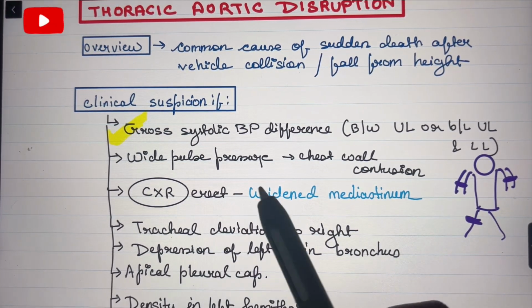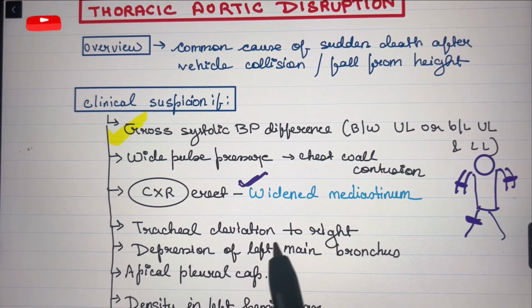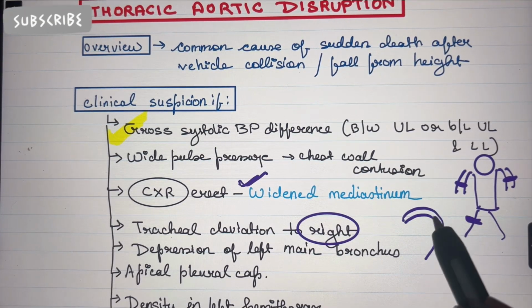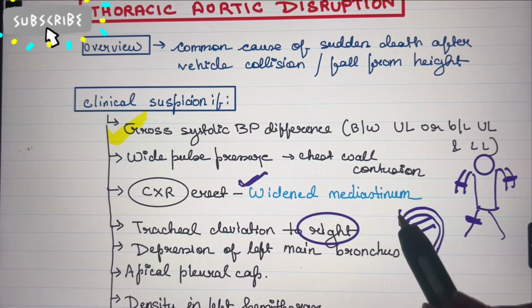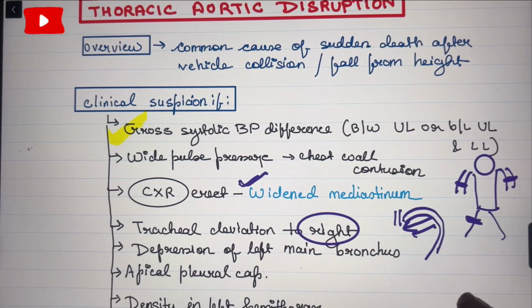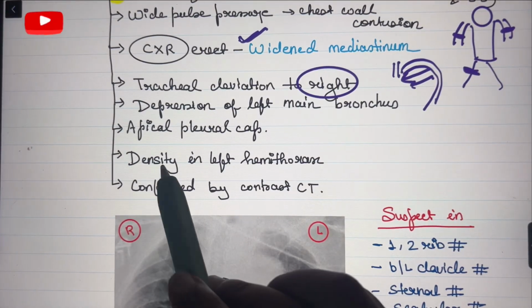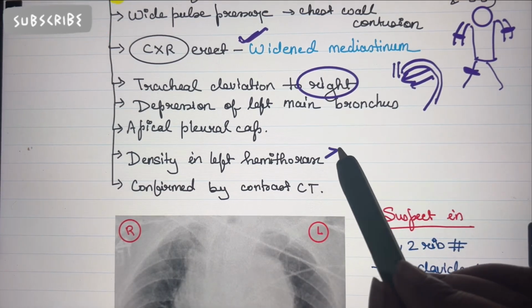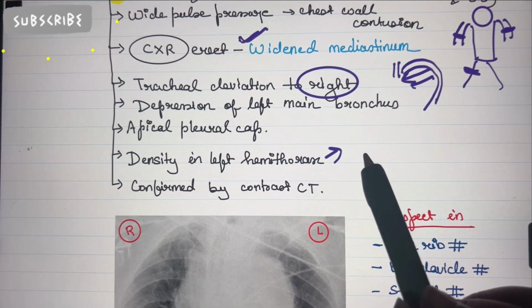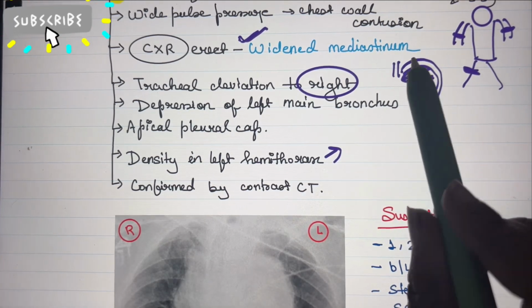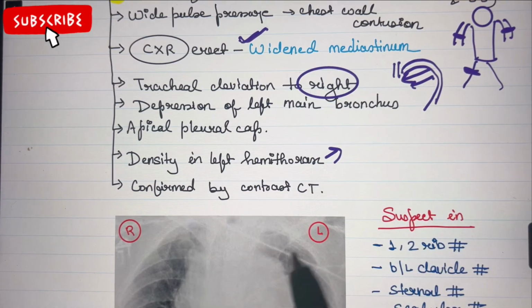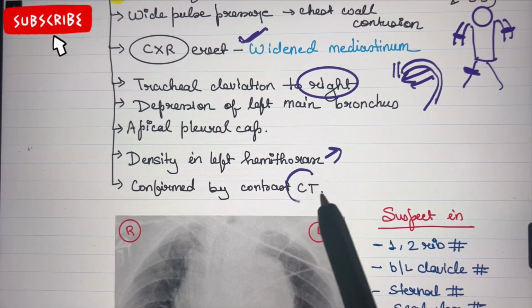And in a chest x-ray, we can see widened mediastinum. Tracheal deviation will be there to the right side, because the arch of aorta is on the left side, and when there is a contusion or disruption, the trachea will be pushed towards the right side, and there will be depression of the left main bronchus, an apical pleural cap will be seen, and density in the left hemithorax will be seen, because if there is bleeding, the blood will collect on the left side of the chest, as the arch of aorta and descending aorta are on the left side. And this thoracic aortic disruption is confirmed by CT scan.